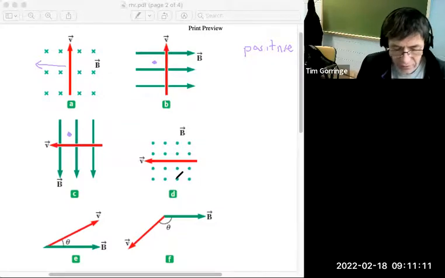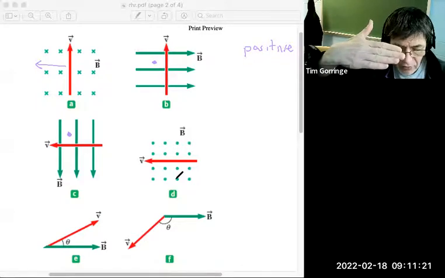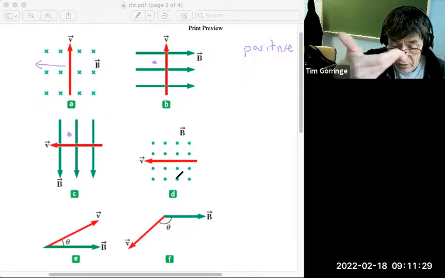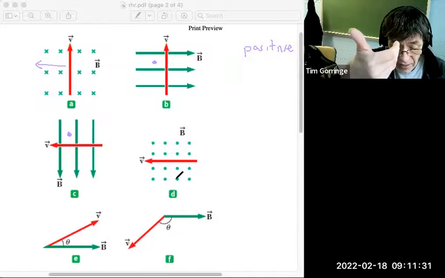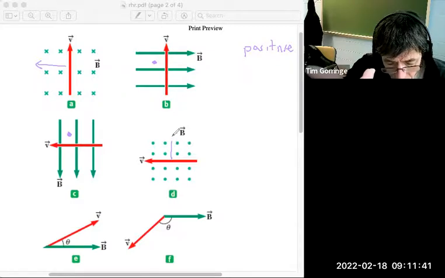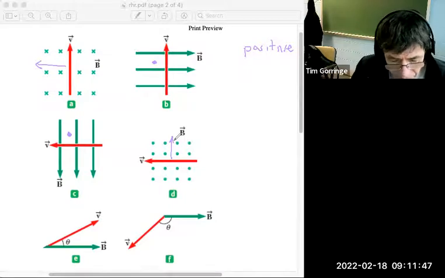On to D. On D, we've got a velocity vector that is again from the right to the left. So palm of my hand, again from the right to the left. I've got a magnetic field this time that is indicated by dots. That means out of the screen. So I'm curling my fingers out of the screen. And my thumb is pointing upwards on the screen. So the force on a positive moving charged particle is upwards in this case.